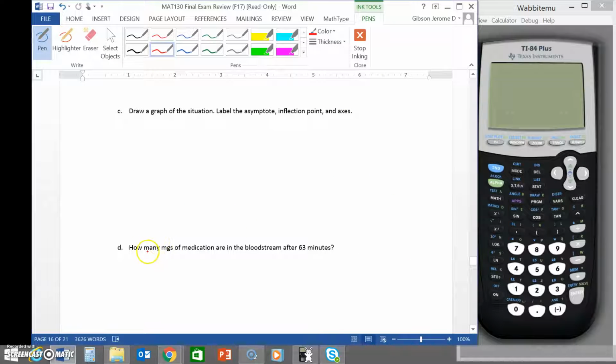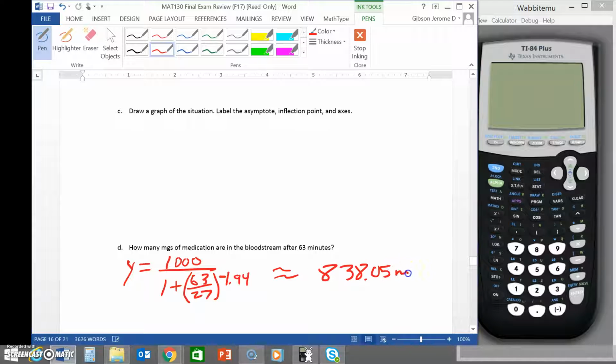Now, it says here, how many milligrams of medication are in the bloodstream after 63 minutes? So we would take that equation. We have y is equal to 1,000 divided by 1 plus 63 over 27 to the negative 1.94 power. Now when we put this in our calculator, it will give us 838.05 milligrams. And we're done with that problem.